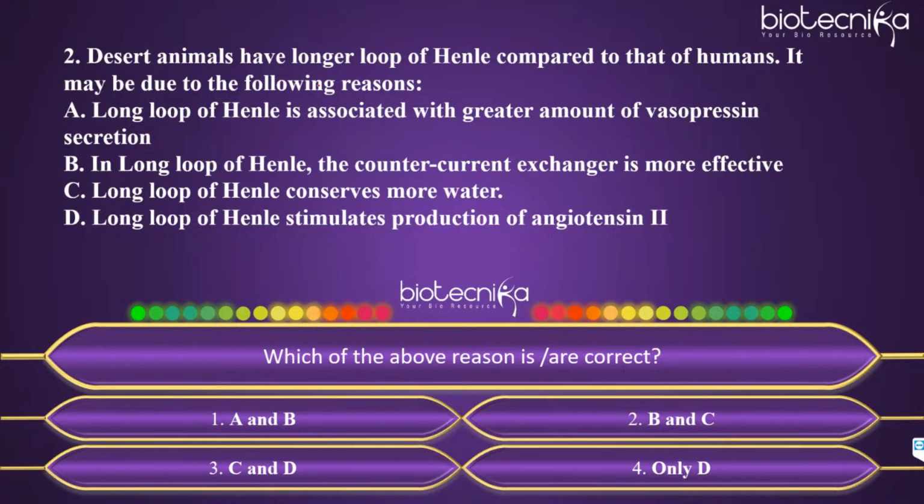Okay, this is also related to excretory system. It's a part C question. Desert animals have longer loop of Henle compared to that of humans. It may be due to the following reasons. A. Long loop of Henle is associated with greater amount of vasopressin secretion. B. In long loop of Henle, the countercurrent exchanger is more effective. C. Long loop of Henle conserves more water. D. Long loop of Henle stimulates production of angiotensin II. So the question is, which of the above reason is or are correct?